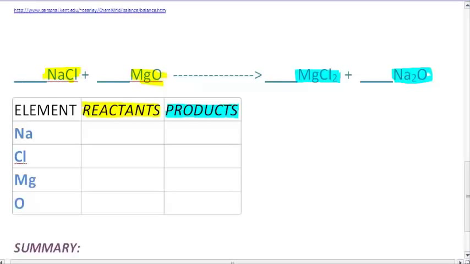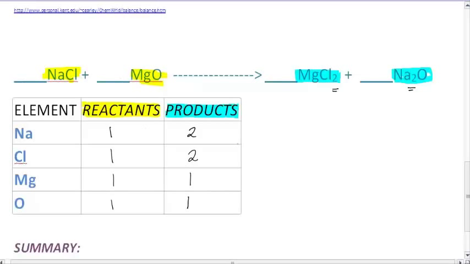So again, I'm going to start by counting how many of each element, this time there are 4 elements, I have in the reactants and how many I have in the products. Okay, so in the reactants, I have 1 of everything. I have 1 sodium, 1 chlorine, 1 magnesium, and 1 oxygen. Now I go over to the products. I have 1 magnesium, 2 chlorine, 2 sodium, and 1 oxygen.